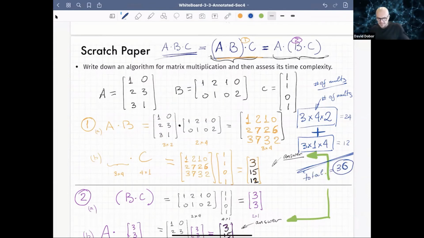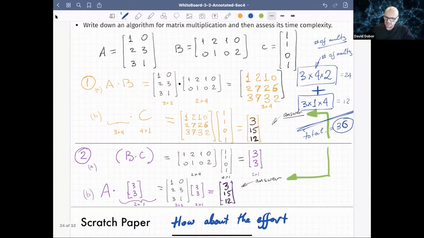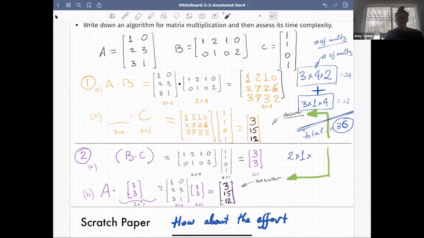But how about the second way of computing the matrices, the product? How many entries do I have here? 2 times 1, right? How many multiplications did it take me to compute each one of those 2 times 1 entries? 4. 4 multiplications, right? Everyone sees that? This times that, plus this times that, plus this times that, with 4 multiplications.